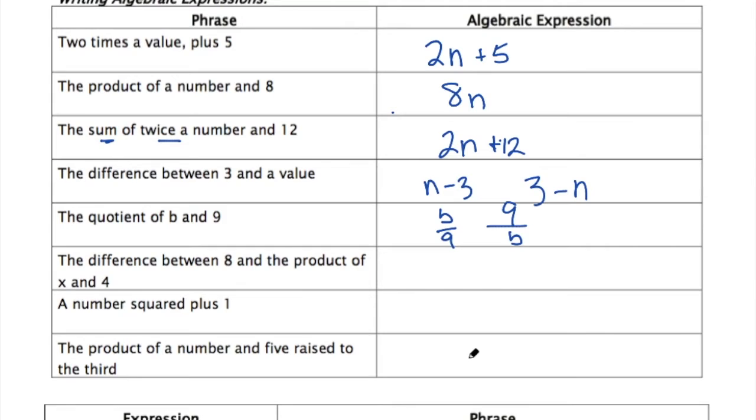Let's jump down here to the last one. It says the product of a number and 5 raised to the third. This is kind of indicating that 5n, that multiplication is happening first. We need to put in parentheses, then raised to the third power.